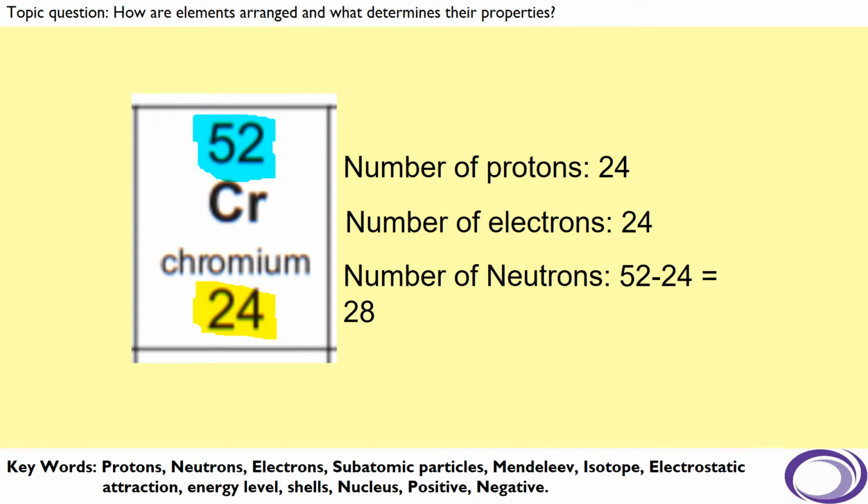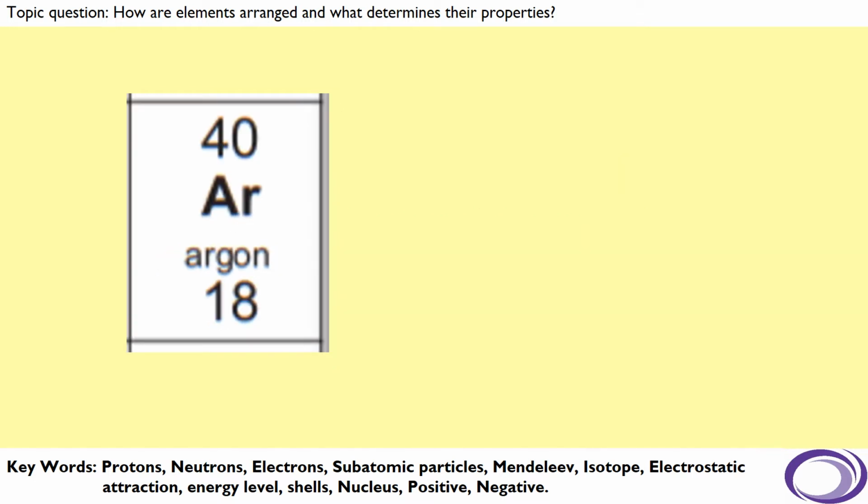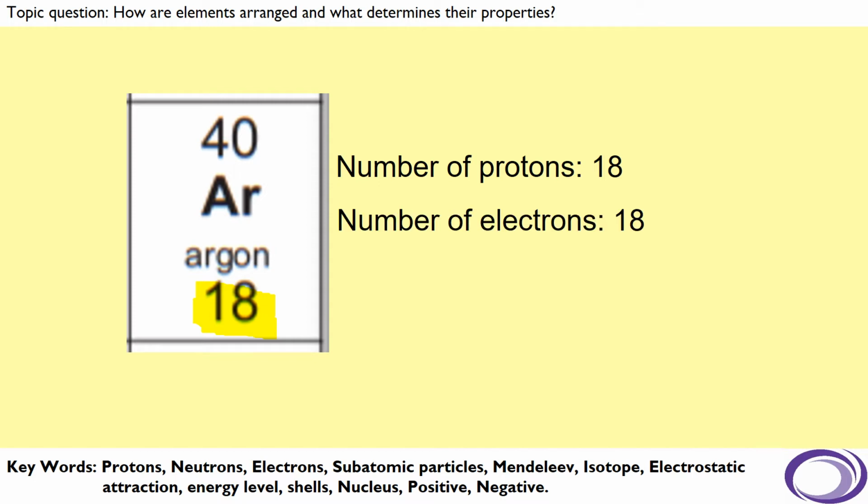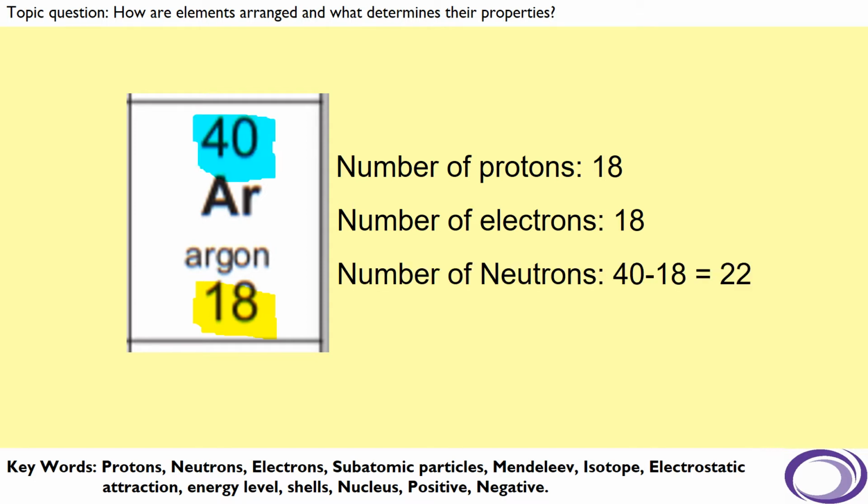So the number of neutrons will be the mass, 52, take away the number of protons, which is 24, which leaves chromium with 28 neutrons. Let's do another one. So argon has an atomic number of 18, so it has 18 positive protons, so there must also be 18 negative electrons. To work out our neutrons, it is our mass number, 40, take away the number of protons, which leaves us with 22 neutrons.